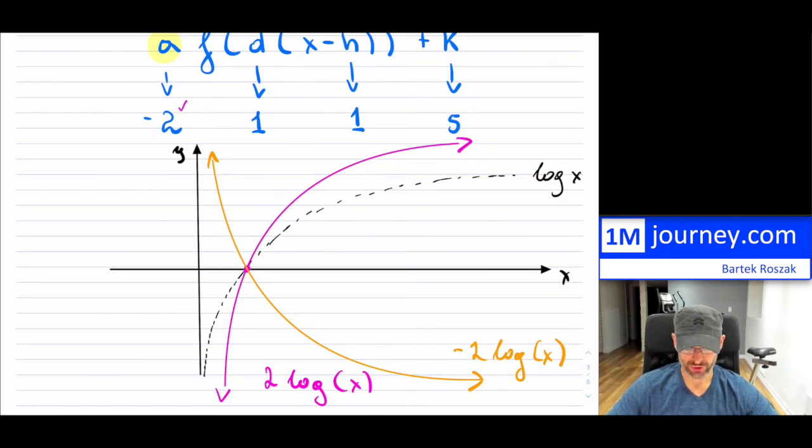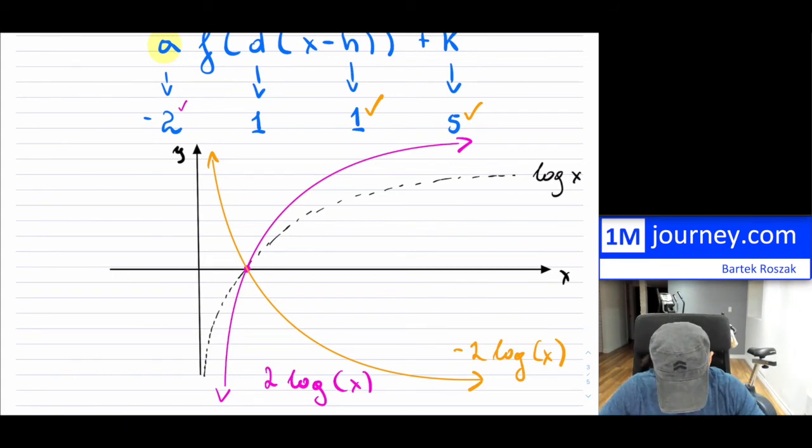Now what I have to do is translate it, 1 to the right and 5 up. So 1 to the right means that my new asymptote, if this was 1, I'm going to draw it right through here, and then shift it over.